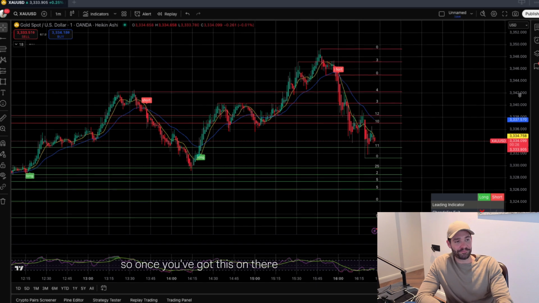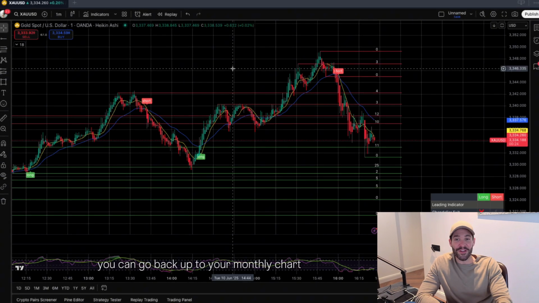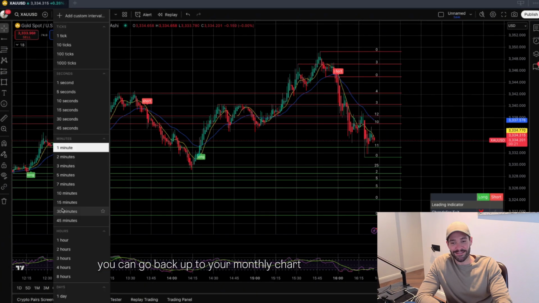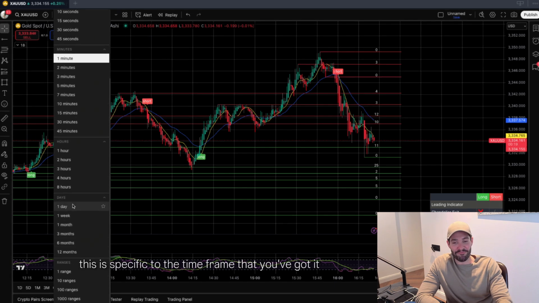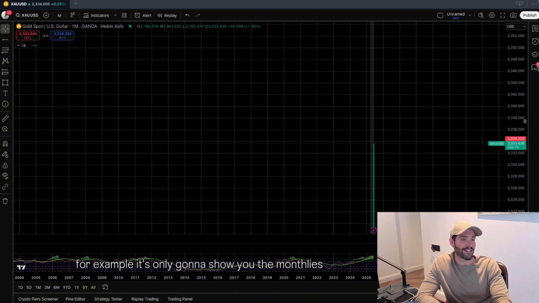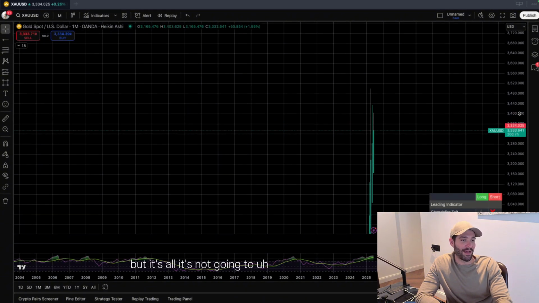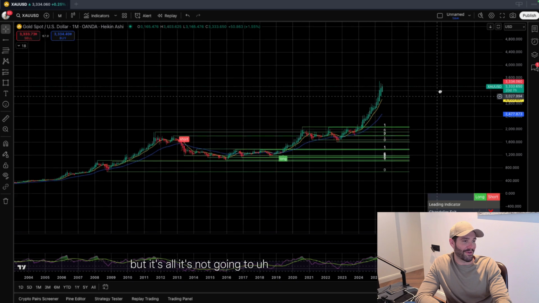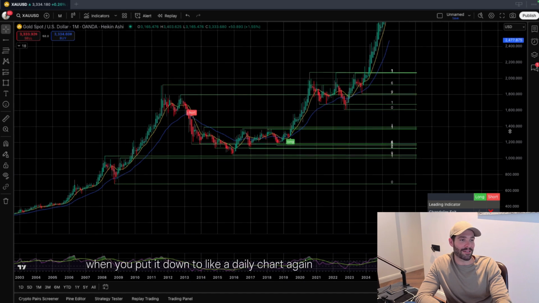So once you've got this on there, you can go back up to your monthly chart. Now this is specific to the time frame that you've got it on. So if we've got it on like a 1 month chart, for example, it's only going to show you the monthlies, but it's not going to stay on there when you put it down to like a daily chart again.